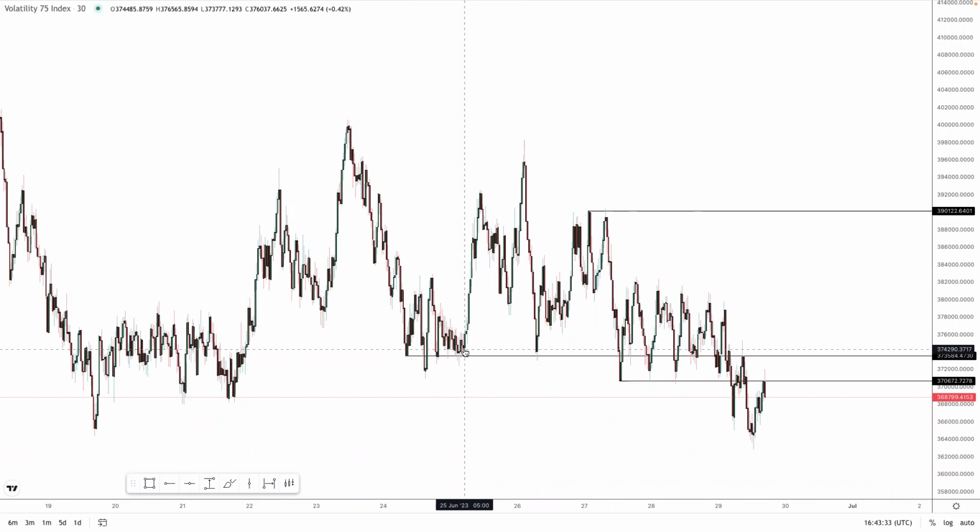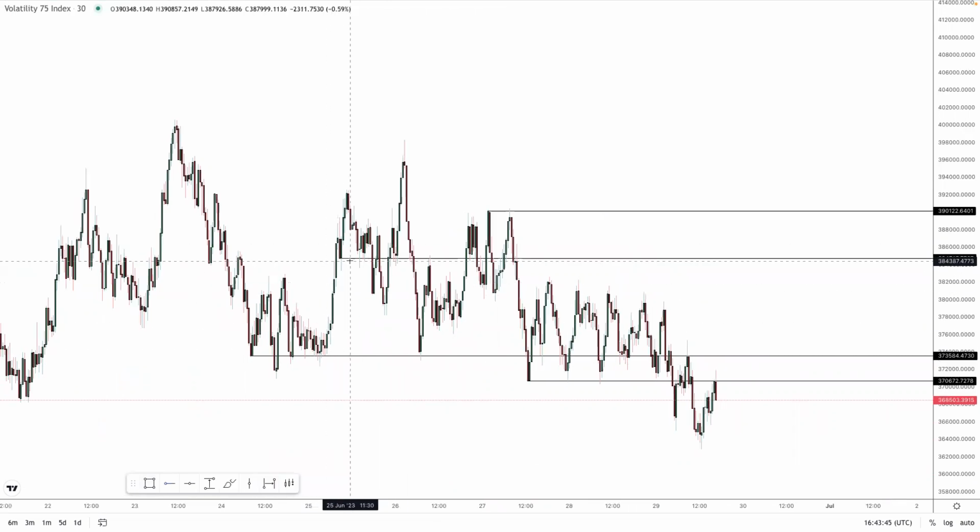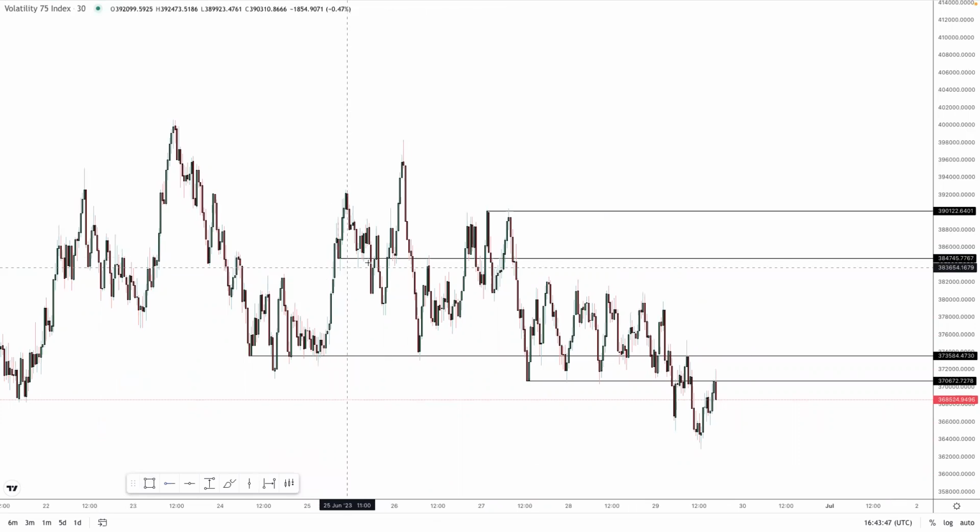Then the next structure after our new invalidation was this structure right here. As you can see, this structure gave us the entry for this pullback, this small buy trade.